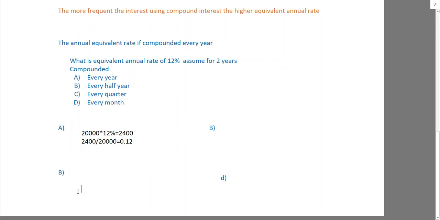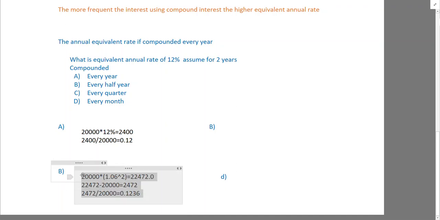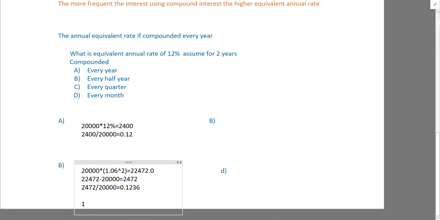But let's say if it is added every half year, 6%, 2 times. Now if I take out the interest from it, and divide this by 20,000, it becomes about 12.30%. You don't have to put an amount. You can just imagine an amount.